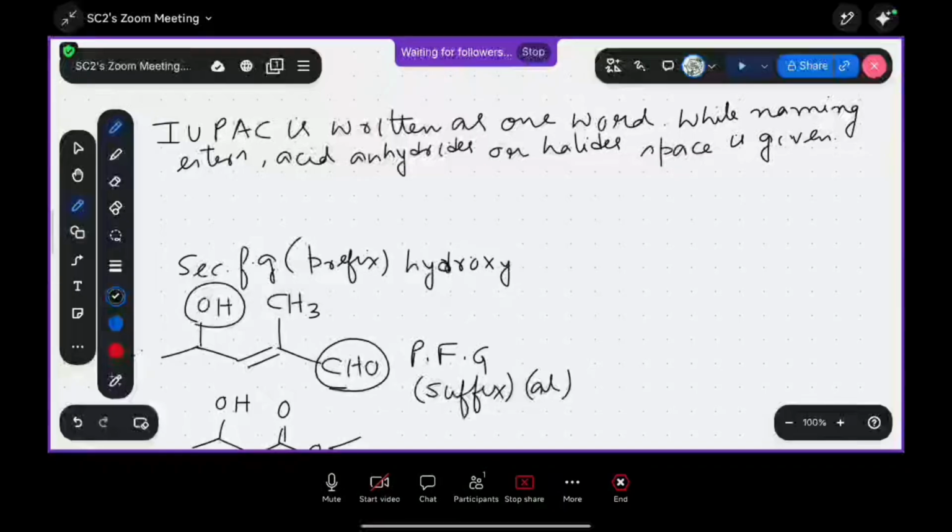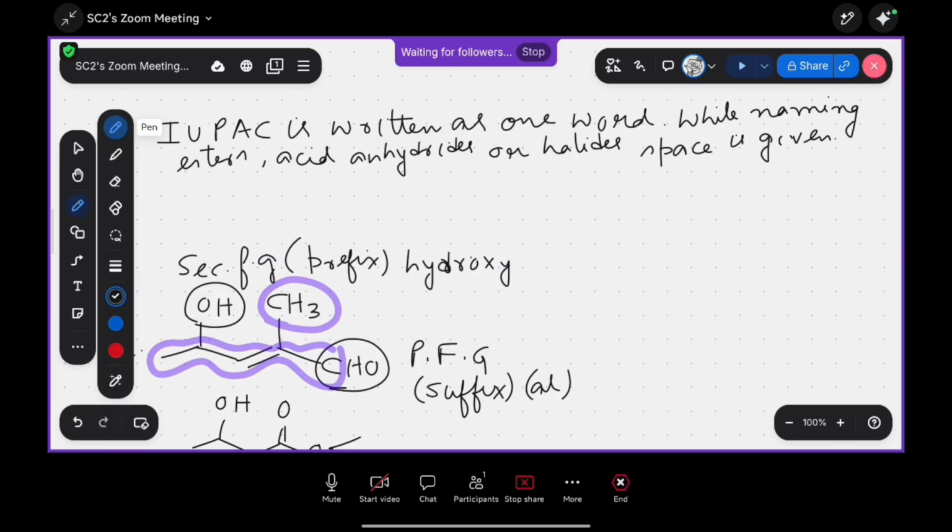After the identification is done, we find out the parent chain. And if the principal functional group itself contains a carbon atom, it should be included within the parent chain. So our parent chain is somewhat like this, such that the OH and CH3 both are included as the substituent or the side chain. We have a double bond as well.